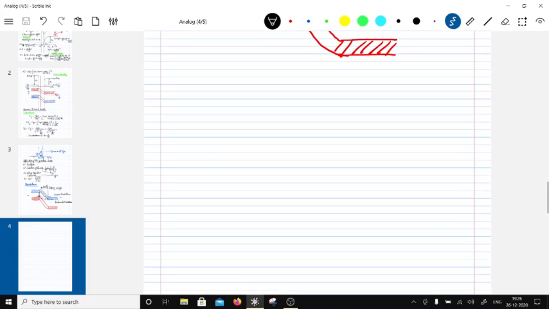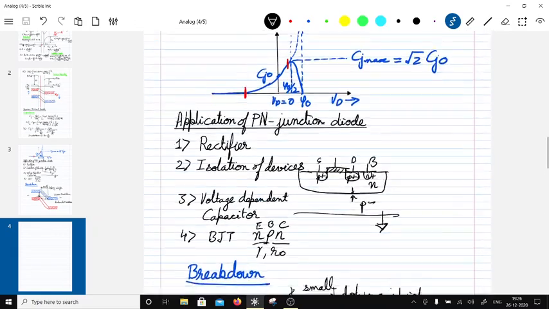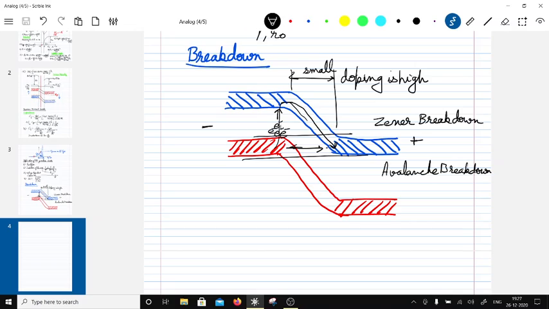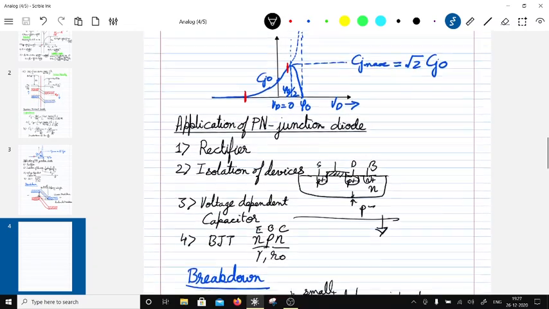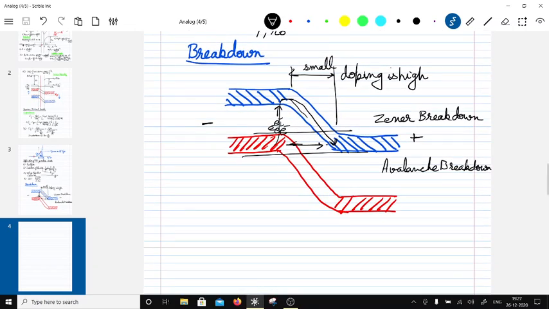Now let's see what happens if I forward bias. If I forward bias, this movement is going to be in a different direction. It will go this way, and this energy band diagram will go this way, and then EF, the Fermi level, will distort here.